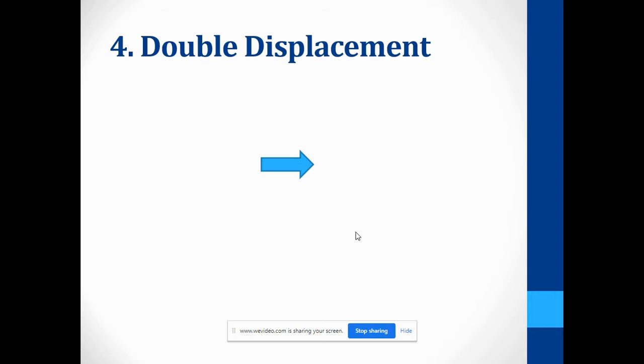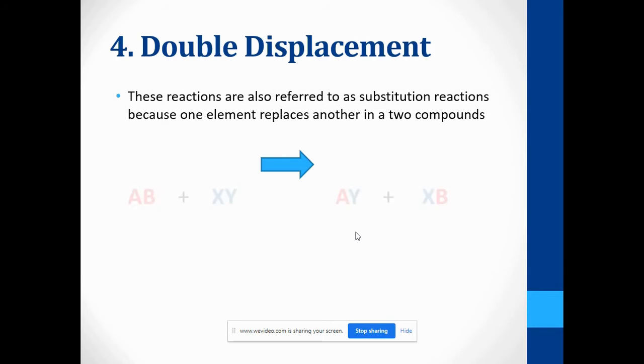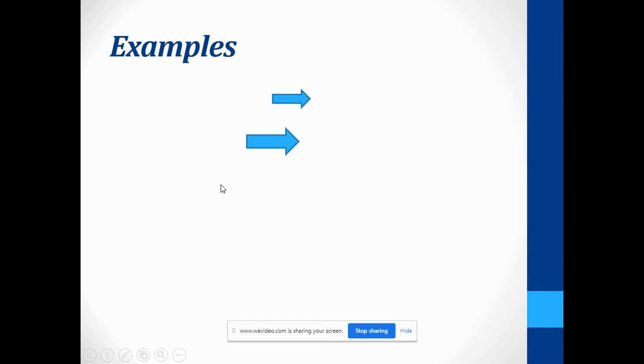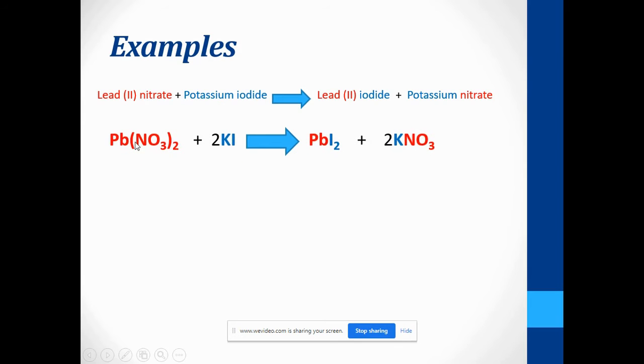Okay, double displacement is basically a double swap. So AB plus XY, they literally switch partners. A combines with Y, X combines with B. The way I always predict this is the outsides go together and the insides go together. Examples: lead(II) nitrate plus potassium iodide. They literally switch. So Pb combines with I right here, and K combines with NO3.